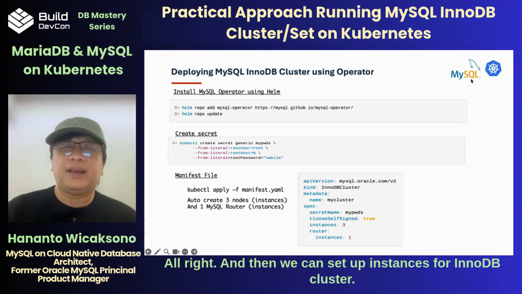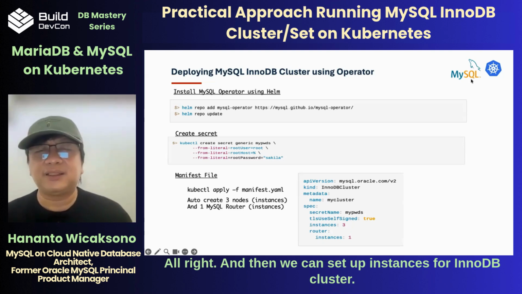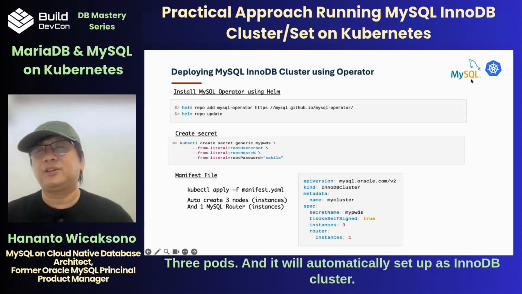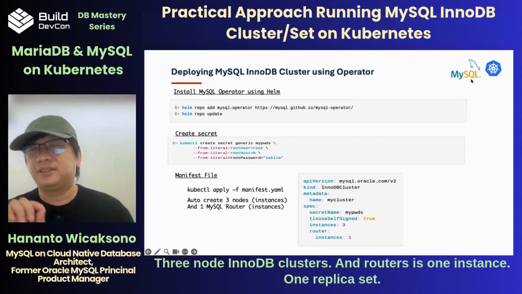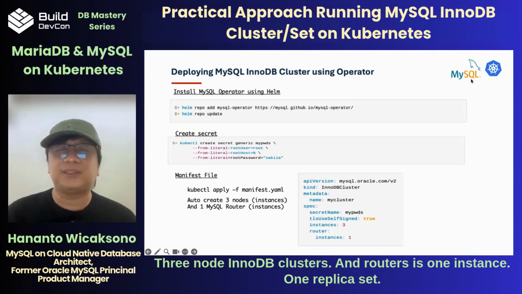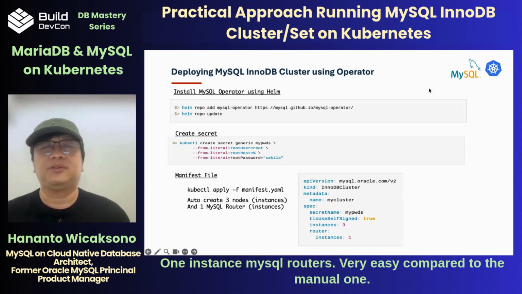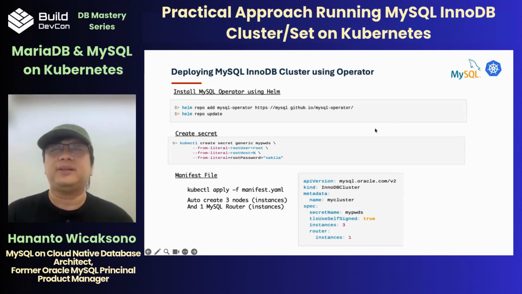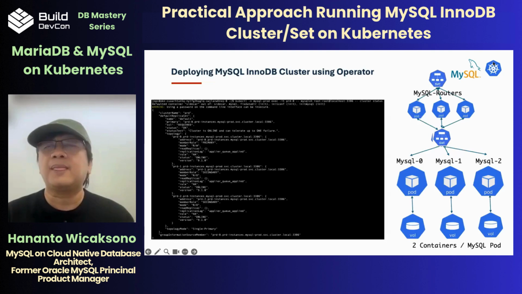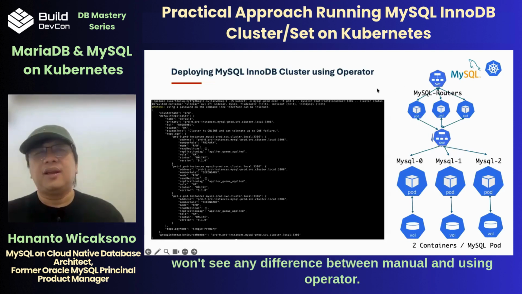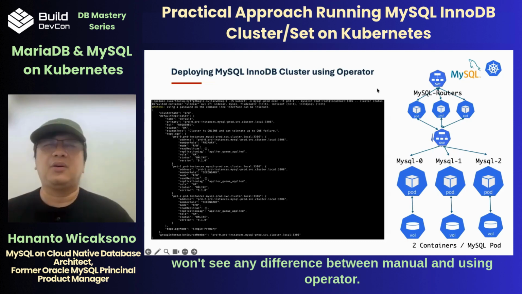All right. And then we can set up instances for InnoDB cluster. Three means that there are 3 pods, one stateful set, 3 pods, and it will automatically set up as an InnoDB cluster, a 3 node InnoDB cluster. And routers is 1 instance, 1 replica set, 1 instance MySQL router. Very easy compared to the manual one.